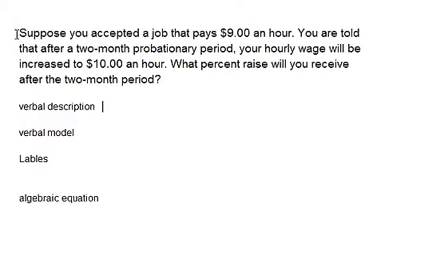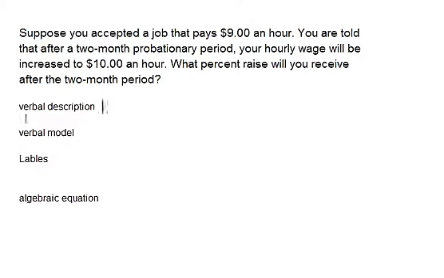We have, suppose you accepted a job that pays $9 an hour. You are told that after a 2-month probationary period, your hourly wage will be increased to $10 an hour. What percent raise will you receive after the 2-month period?